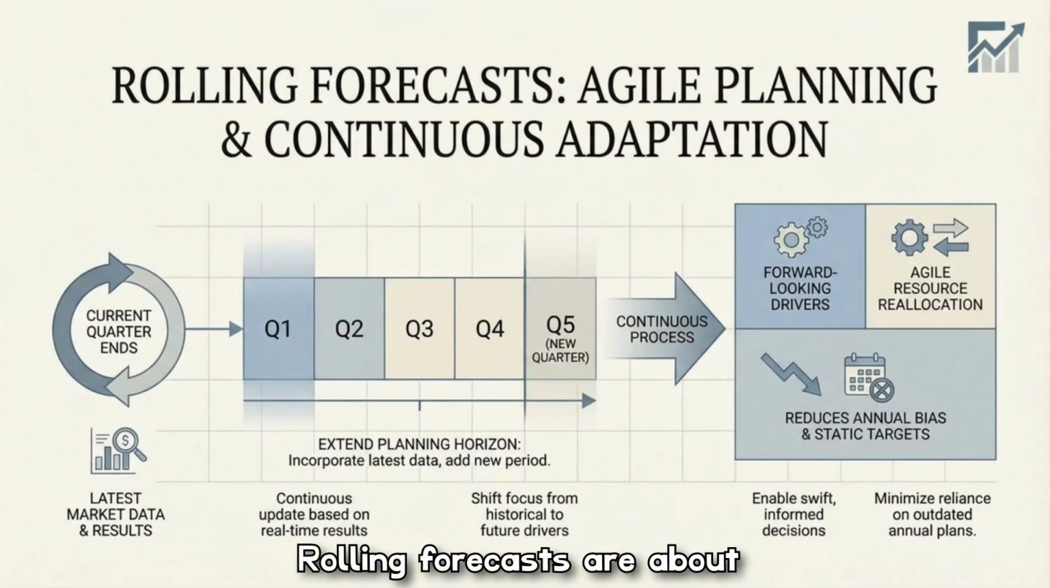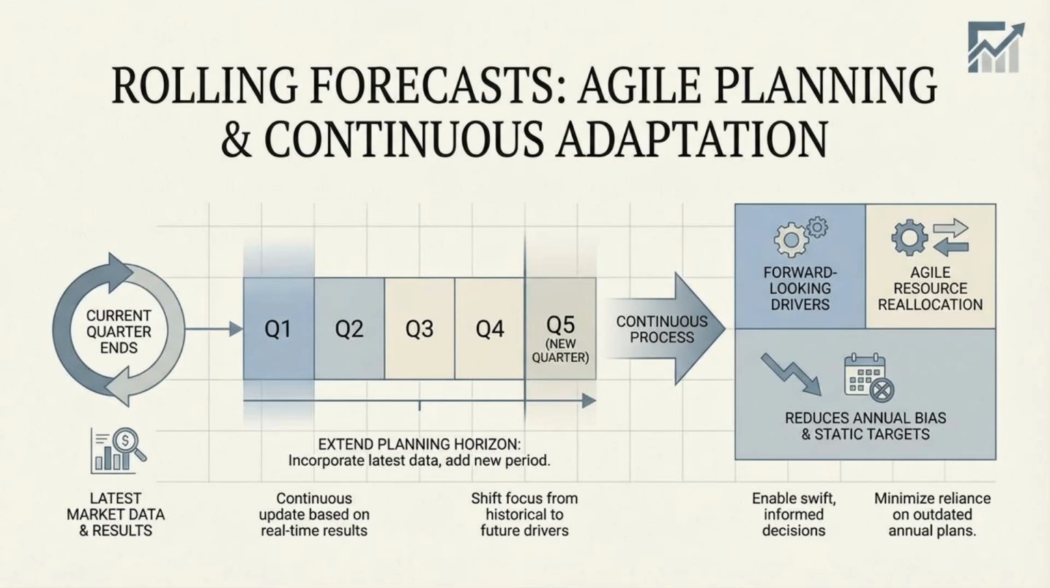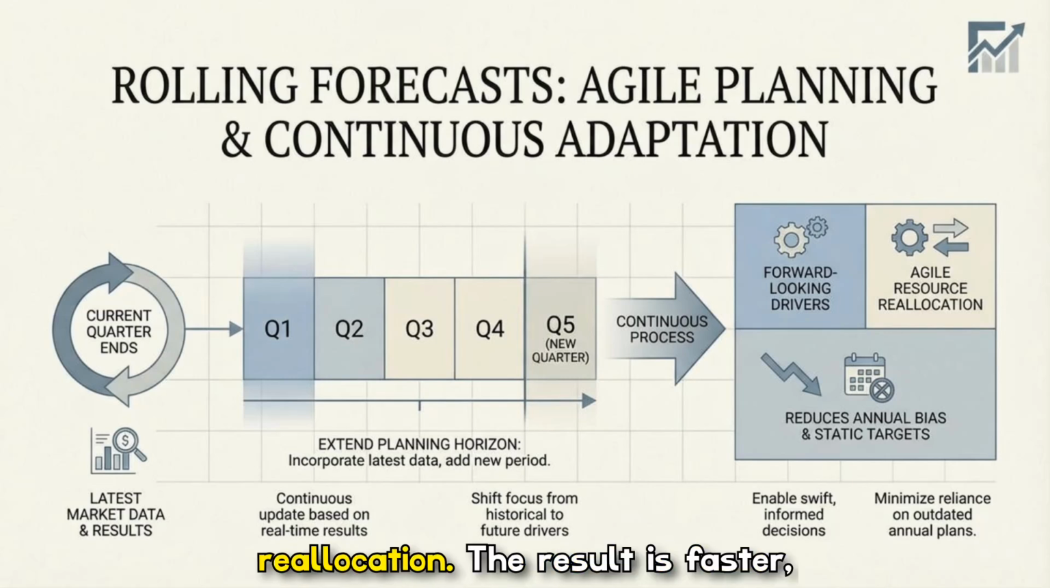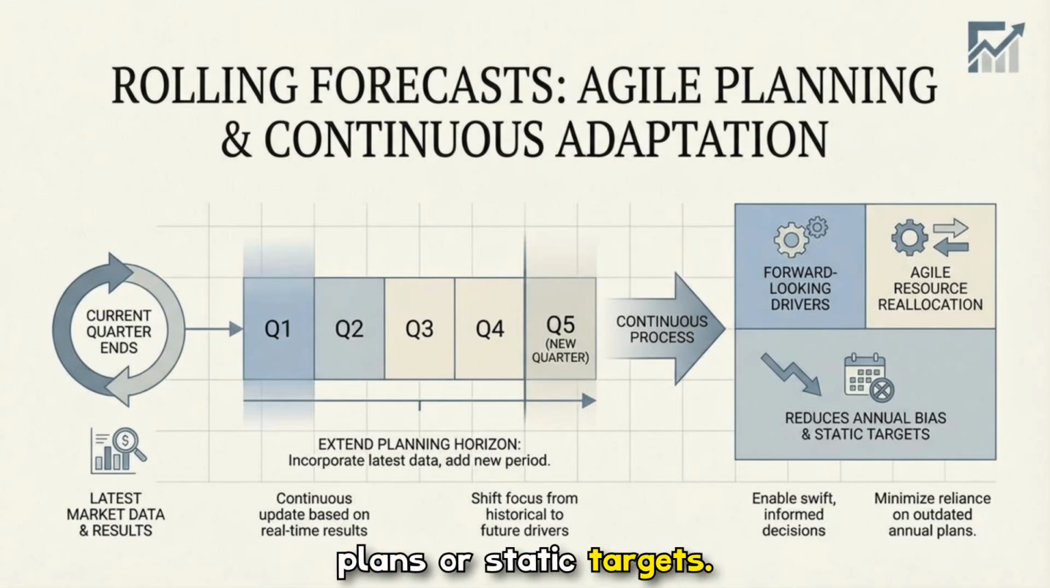Rolling forecasts are about continuous adaptation, extending the planning horizon by adding a new period as each quarter closes. The visual emphasizes updating plans with the latest market data, shifting focus toward future drivers and enabling agile resource reallocation. The result is faster, more informed decisions and less reliance on outdated annual plans or static targets.